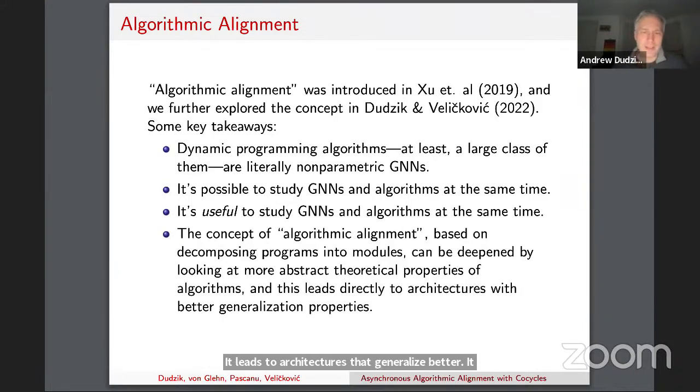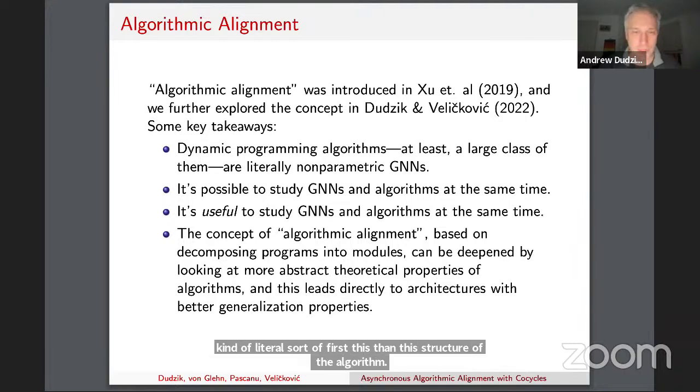Moreover, there's a kind of deepening of the notion of algorithmic alignment, which was originally about decomposing programs into modules. But especially as you look at networks capable of learning a wide variety of algorithms rather than specific ones, it becomes beneficial to look more at the abstract theoretical properties rather than the literal, first this, then this, structure of the algorithm. And doing this seems to lead to good architectures.